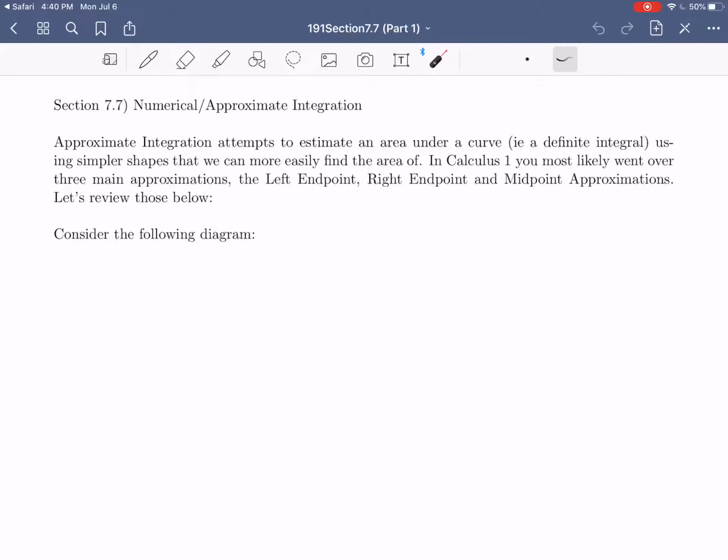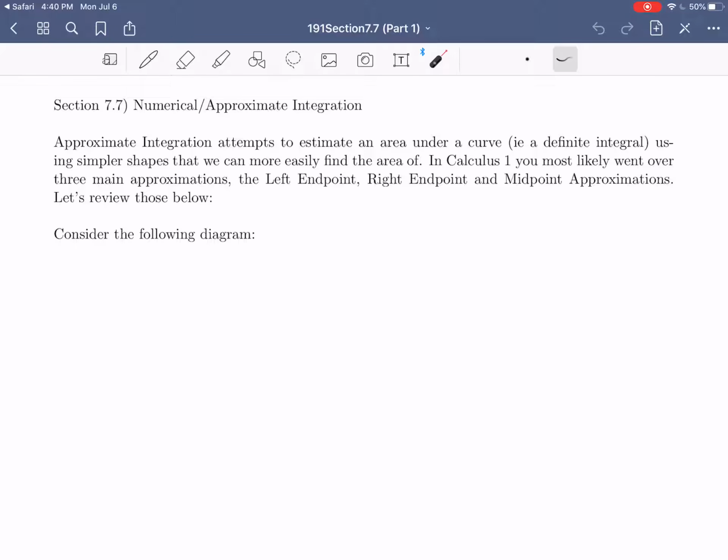So, what is approximate integration? Well, approximate integration attempts to estimate the area under a curve, or if you prefer, it attempts to estimate a definite integral, using simpler shapes that we can easily find the area of. At least at the beginning, we're going to be mostly focusing on using rectangles, but later on we'll use slightly more complicated shapes, but the main point is to always make sure that we have a shape that we can easily find the area of.